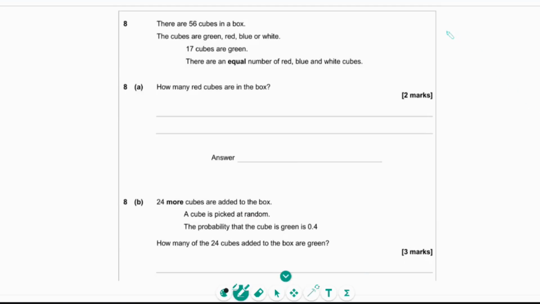Question 8. There are 56 cubes in a box. The cubes are green, red, blue or white. 17 of the cubes are green. There's an equal number of red, blue and white cubes. How many red cubes are there in the box?